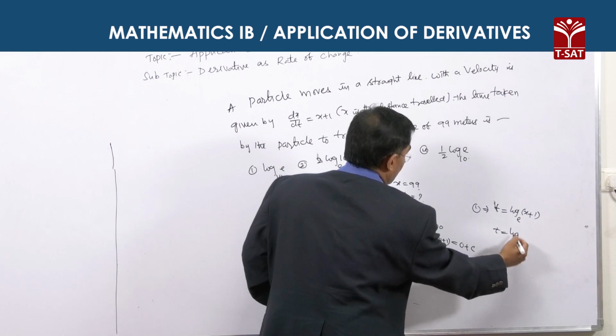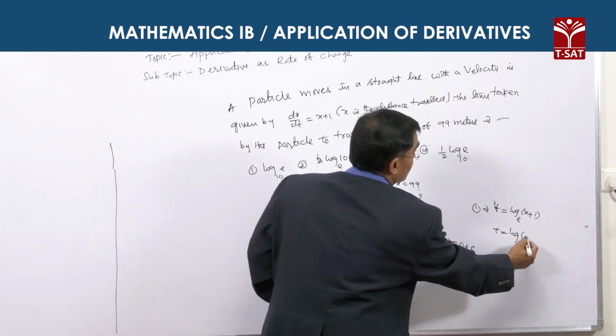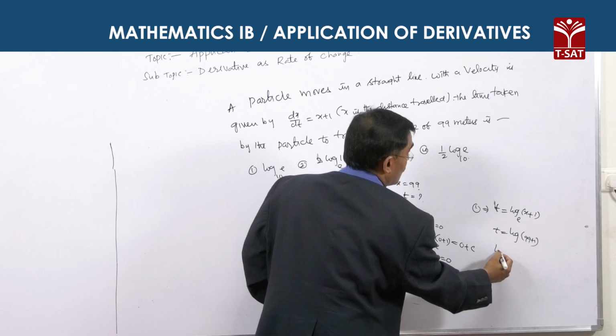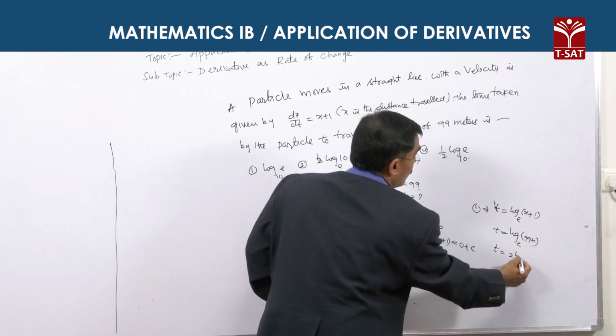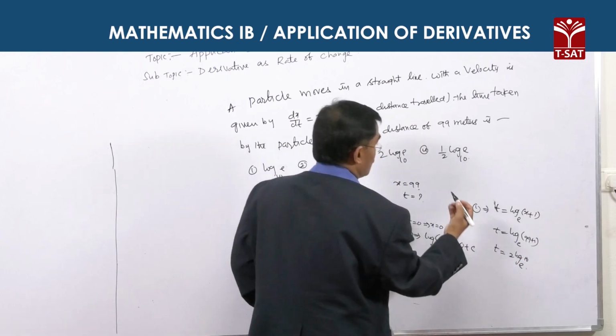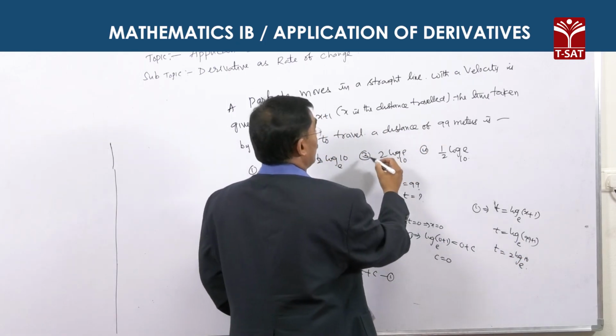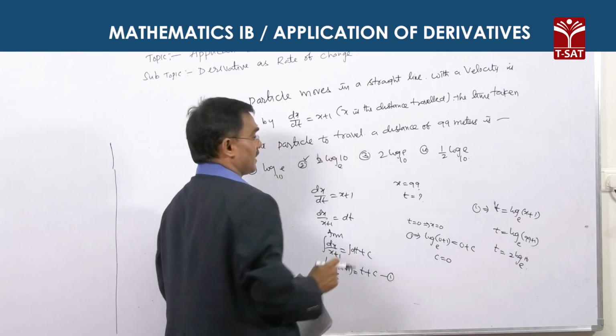T is equal to log of 99 plus 1, right. The value is t equal to log 100 base e, and 100 is 10 squared, so t is equal to 2 into log 10 base e. 2 into log 10 base e is the correct answer.